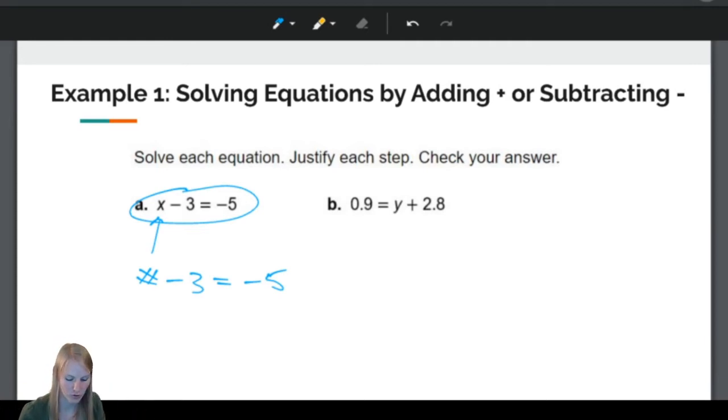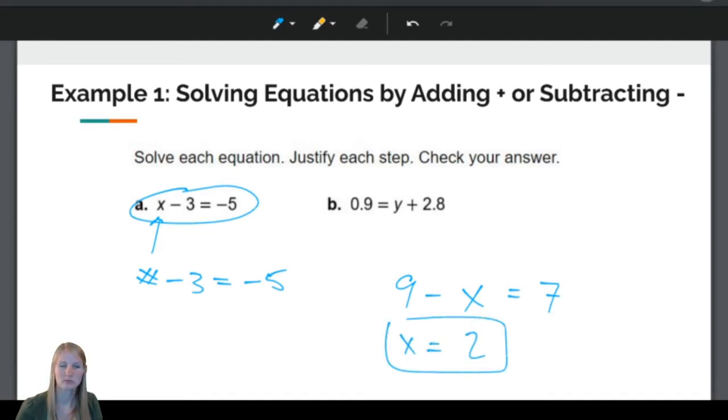Like if I told you 9 minus x equals 7, 9 minus what equals 7? Well, 2. x would need to be equal to 2. And you're totally right. That's one way to solve it. That is perfectly okay. That is one way to solve this type of equation. But what happens when they get to be a little more complicated? What about this? Do you know that one in your head? I'm a math teacher and I don't know that one in my head. So this is why we teach you the process.